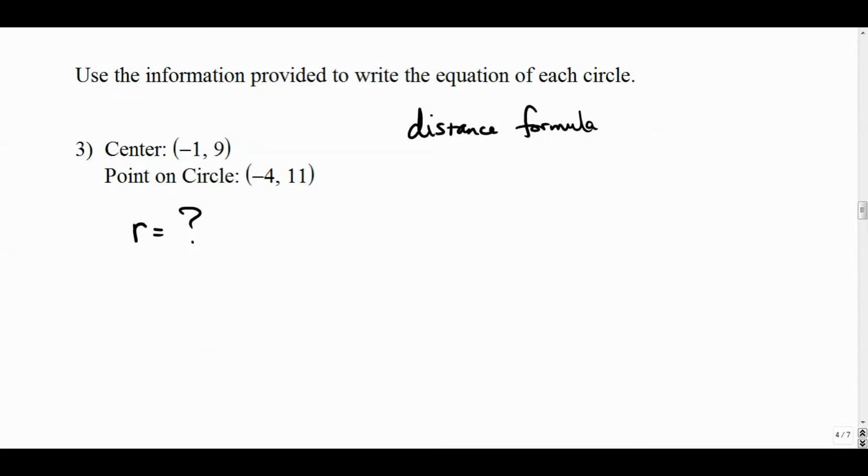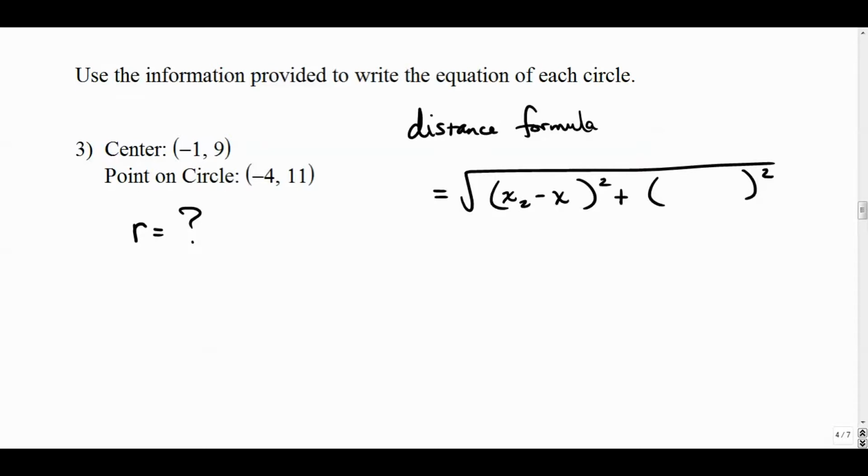Now, the distance formula is equal to a big square root, 2 little sets of parentheses in here, and we basically have our distance between our x's, so x sub 2 minus x sub 1, y sub 2 minus y sub 1. That's going to be our distance. In this case, the distance from our center to a point on the circle is our radius. So that's what we'll call our radius.